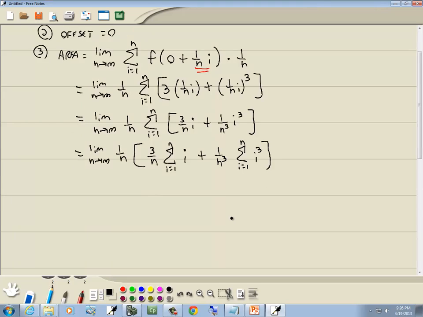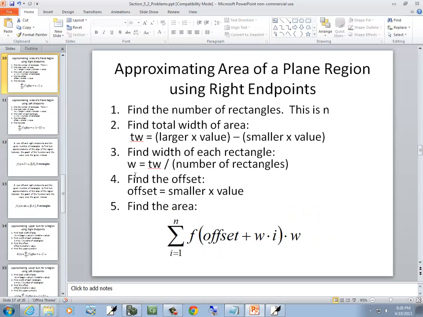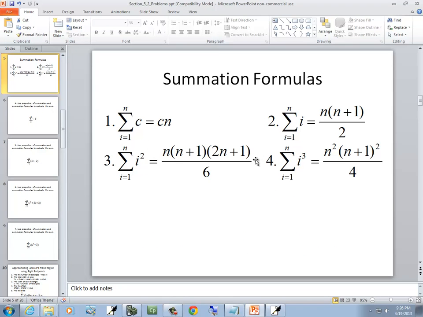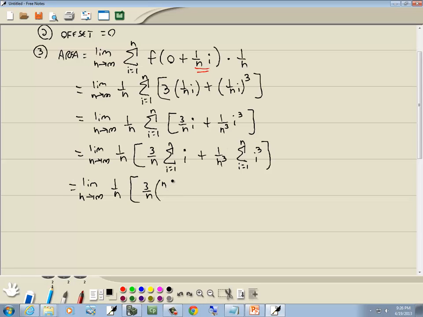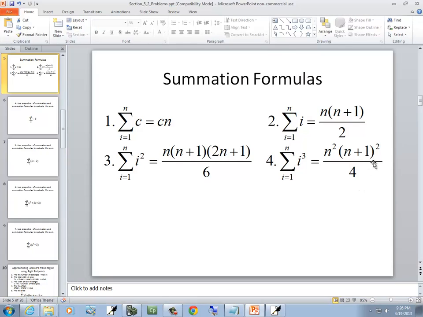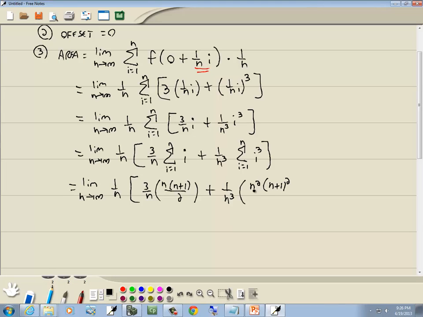Again, everything except for the i to the power you can put out in front. And now let's look these up in our formulas. So we've got the limit as n goes to infinity of 1 over n, 3 over n. For the second formula, the sum of i is equal to n times n plus 1 over 2. Plus 1 over n to the third power times the sum of i to the third, which is our fourth one here, which gives us n squared times n plus 1 squared, all over 4.